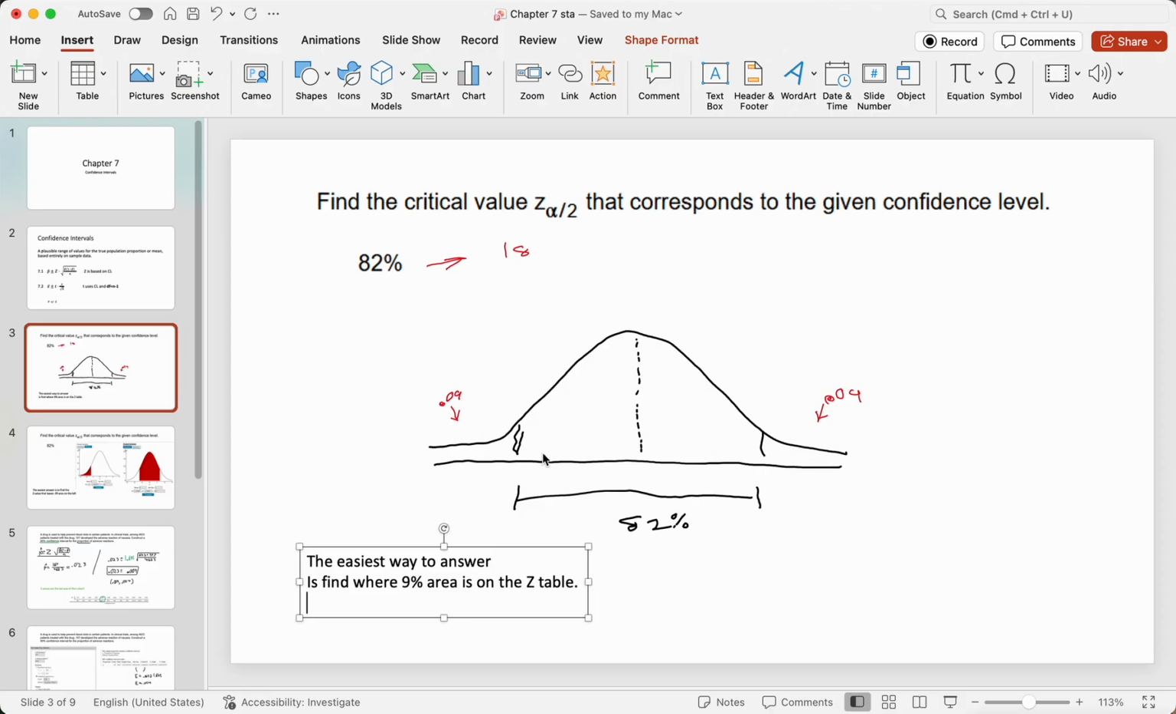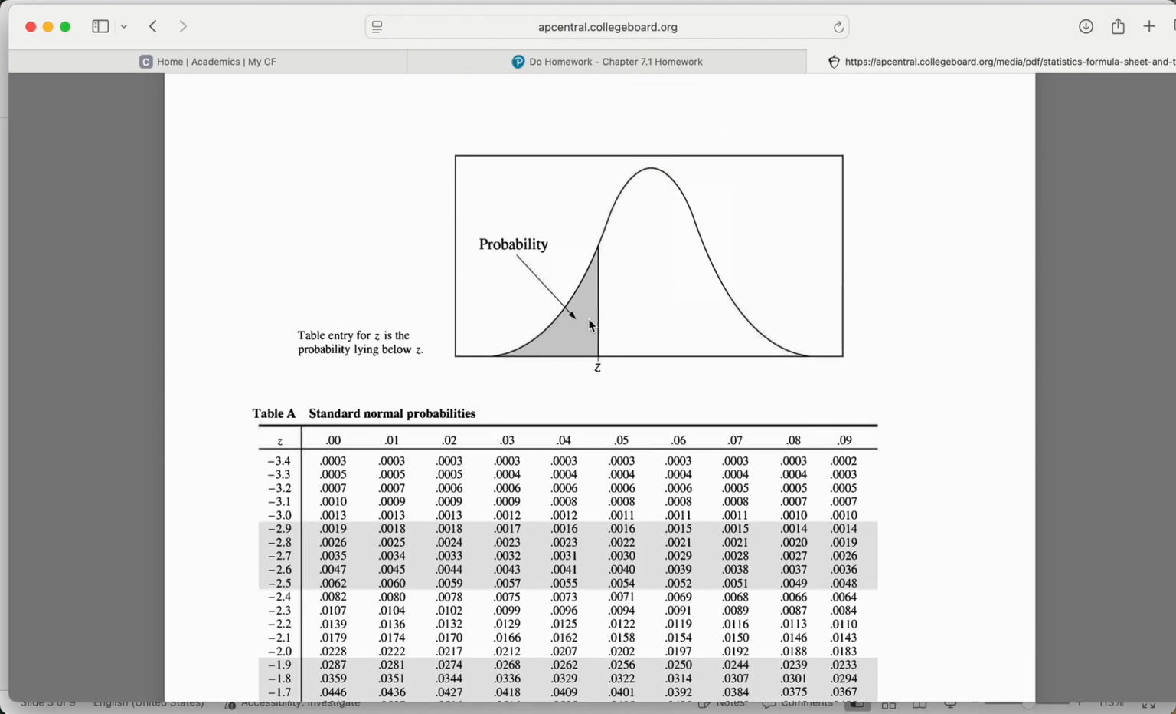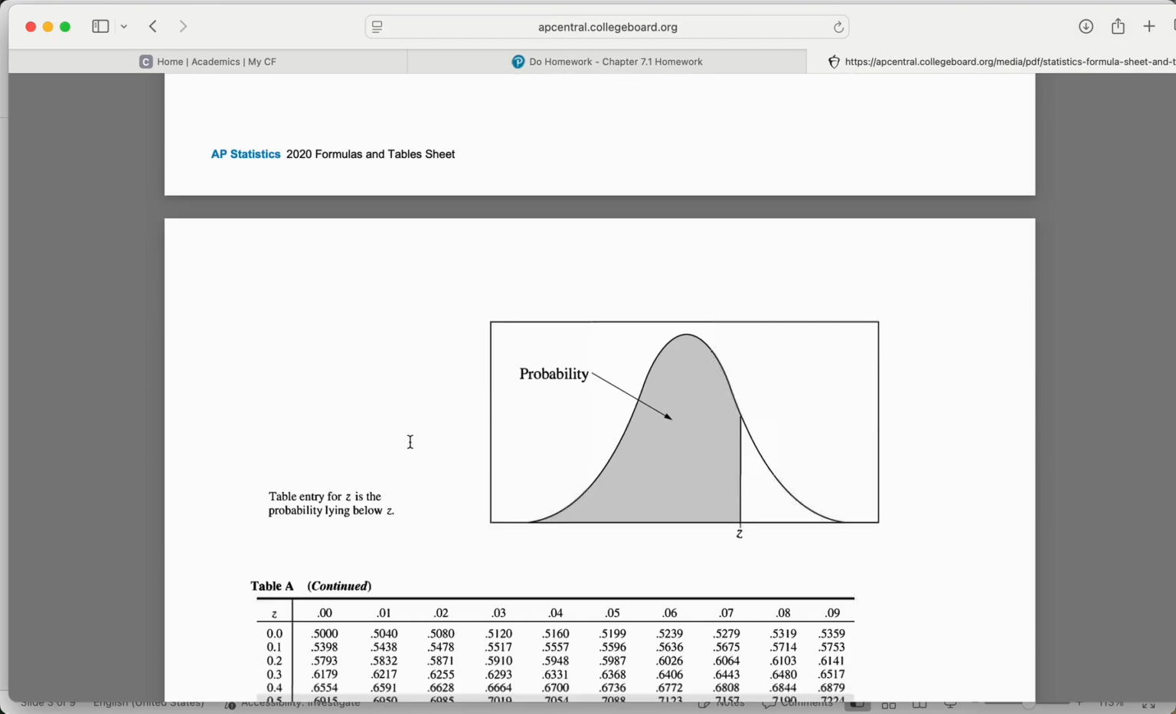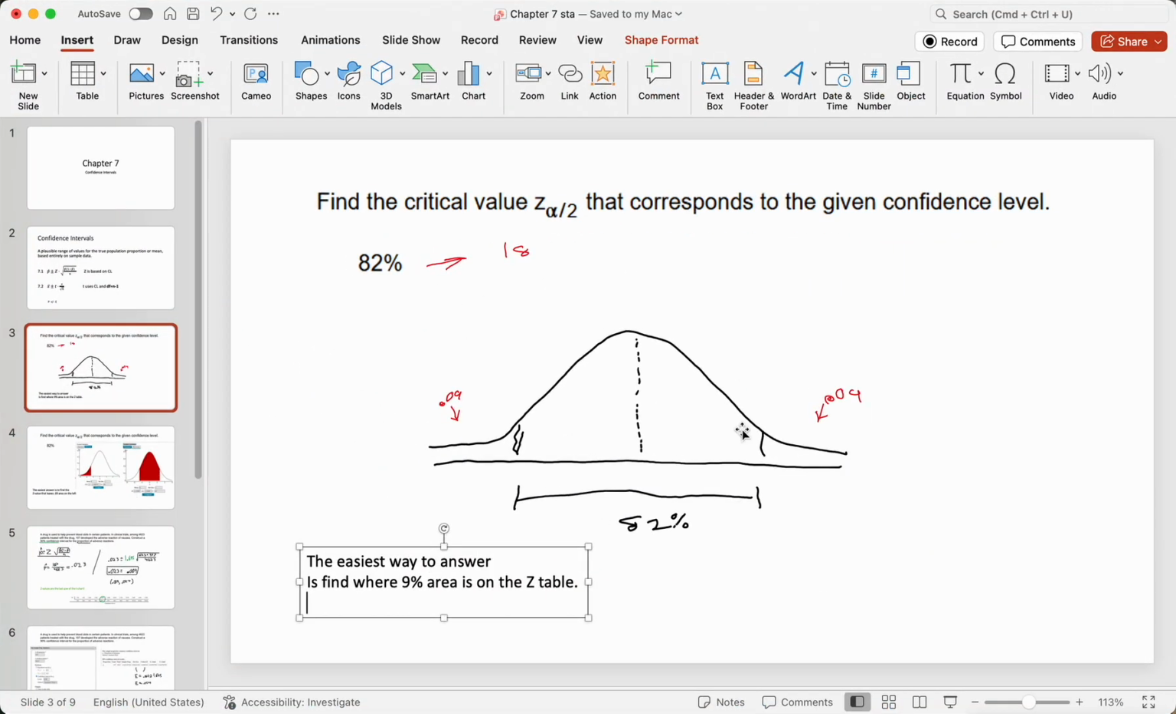That's a big misconception, is that people start looking at the 82% confidence level and they look for where there's 82 in the middle of the table. But remember what the table is saying, and let me pull up the table real quick. This table is always telling you your z value all the way to the left. If you go looking for 82% in the middle of this table, which looks like the closest I can get is right there, that is not going to be the correct z value, because take a look at this chart again. This is not 82% of the area all the way down.